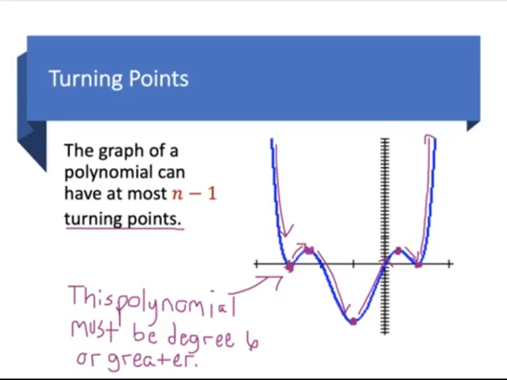So a 6th degree polynomial can have at most 5 turning points. A 7th degree polynomial can have at most 6 turning points. But it can also have 5. We're just saying that it can have at most. So this could be 6 or greater.